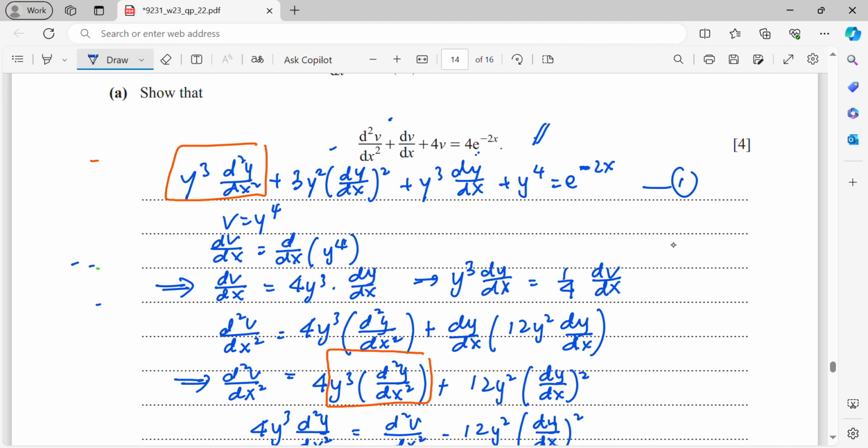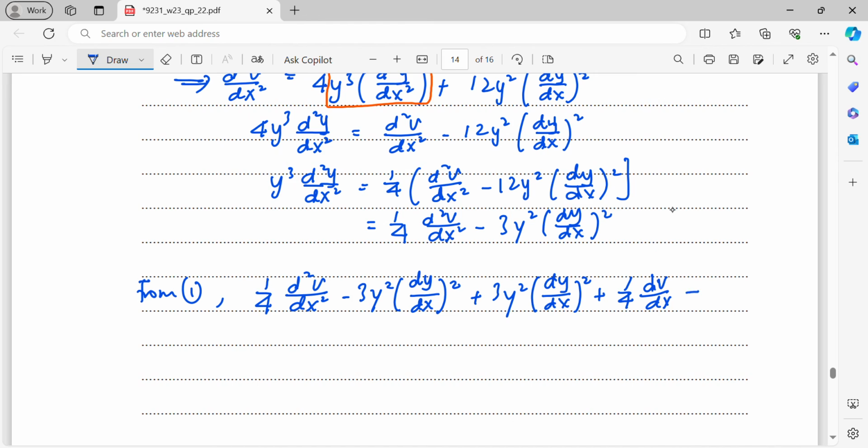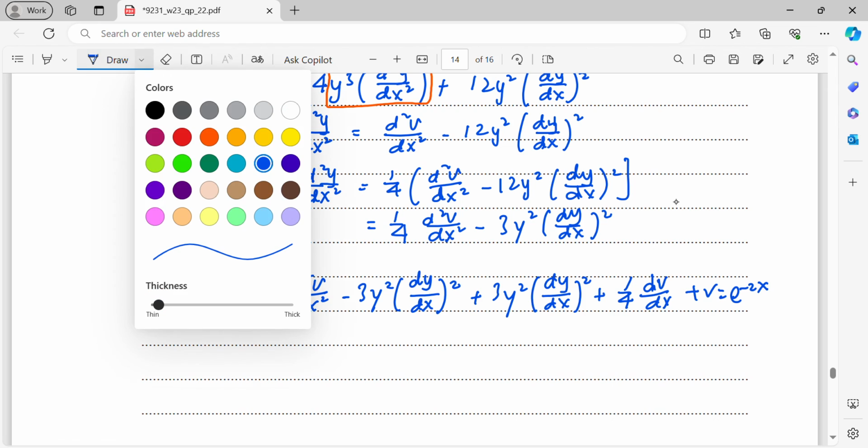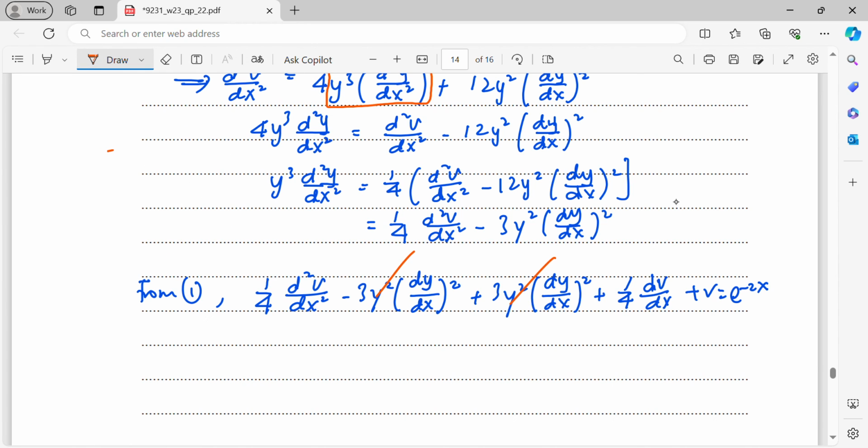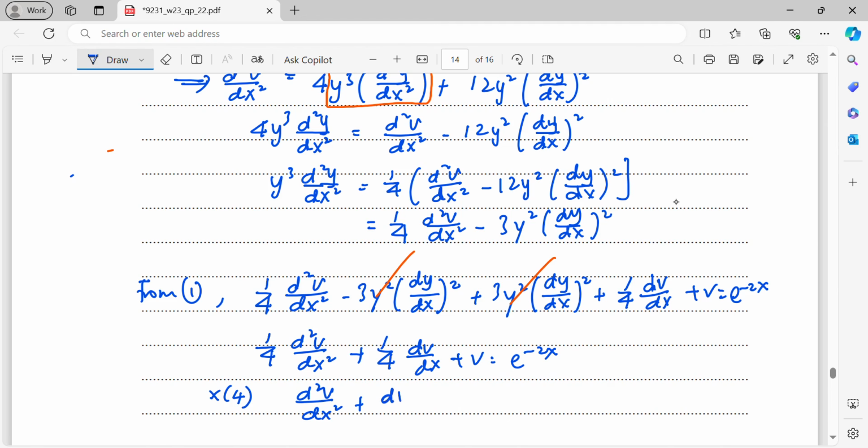Then plus y to the power 4. y to the power 4 is basically my v. So plus v equals to e to the power negative 2x. Then from here, the second and third term will be cancelled off. And now you are getting 1 over 4 d squared v over dx squared plus 1 over 4 dv over dx plus v equals to e to the power negative 2x. Now I times the whole equation by 4. Therefore, d squared v over dx squared plus dv over dx plus 4v equals to 4e to the power negative 2x.